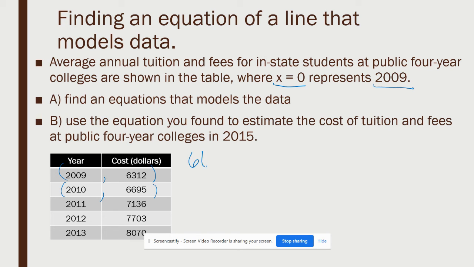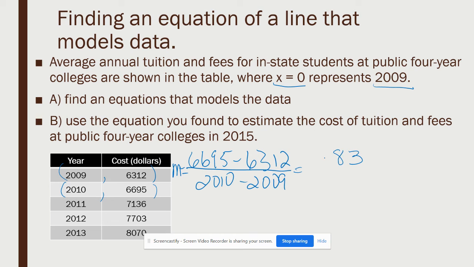So if we have 6695 minus 6312 over 2010 minus 2009, let's see, we get 383 divided by 1, which is roughly about 383. So our slope is about 383.